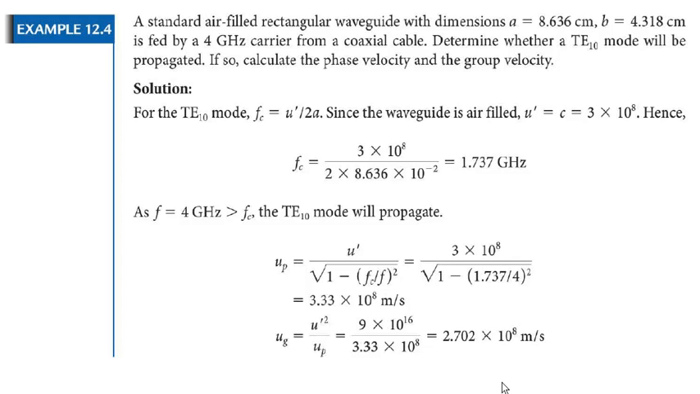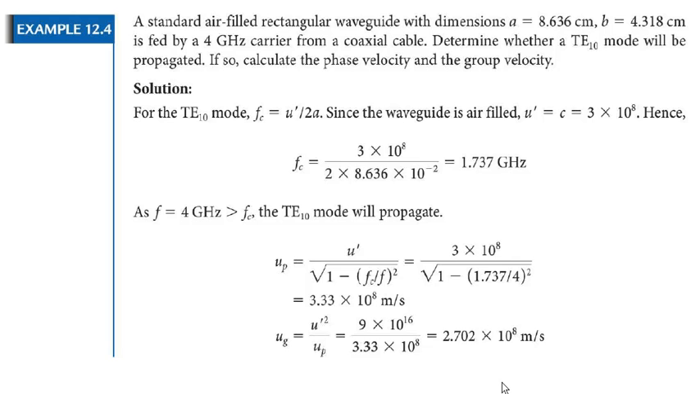We know that this waveguide is air filled, so u dash is the velocity of light itself, 3 into 10 raised to 8. So we can find fc as 3 into 10 raised to 8 by 2 into a, which is 8.636 into 10 raised to minus 2 in meters. All the things should be converted to meters. So you will get 1.737 gigahertz. So our cutoff frequency is 1.737 gigahertz.